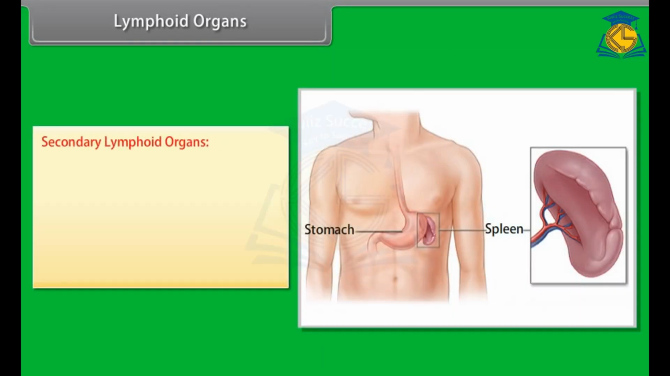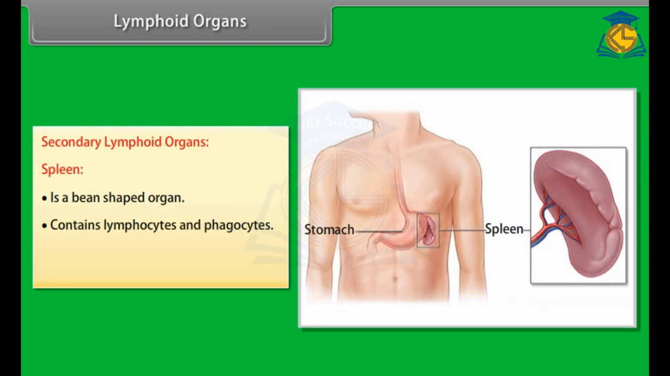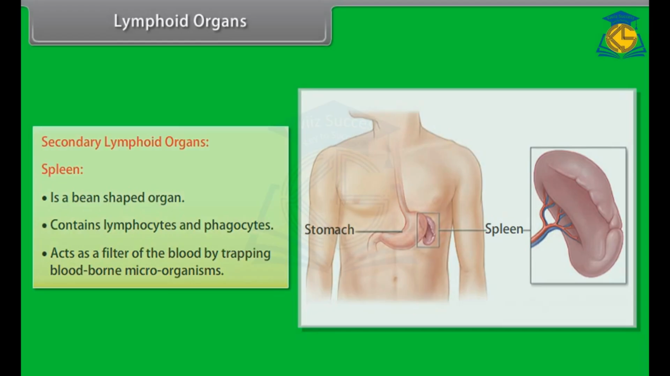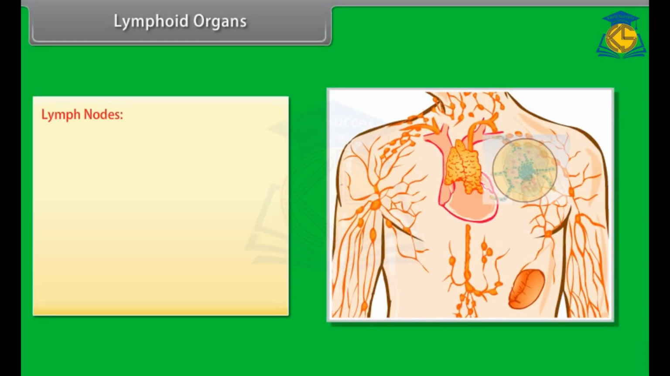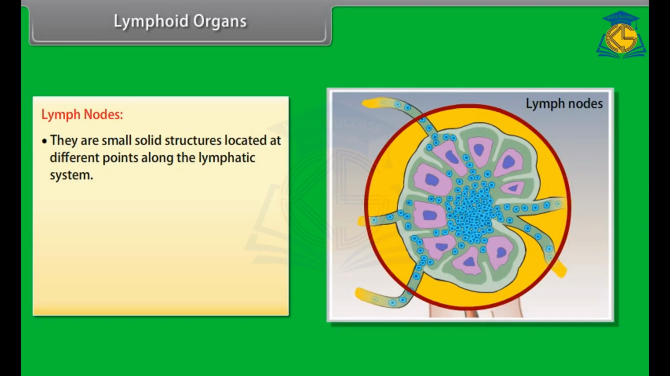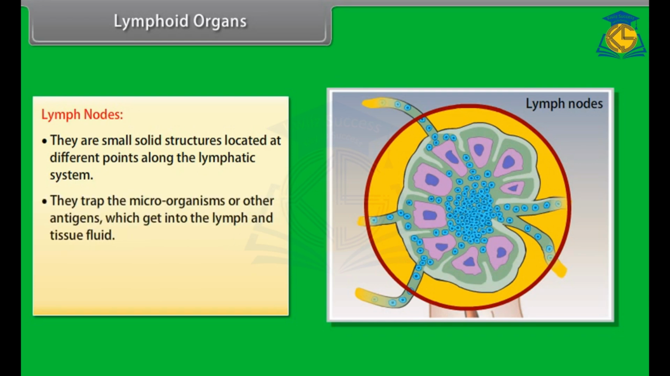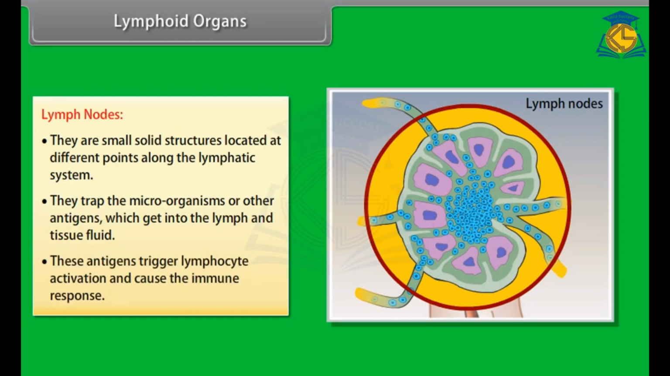Secondary lymphoid organs. Spleen is a bean-shaped organ. It contains lymphocytes and phagocytes, and acts as a filter of the blood by trapping blood-borne microorganisms. Lymph nodes are small solid structures located at different points along the lymphatic system. They trap the microorganisms or other antigens which get into the lymph and tissue fluid. These antigens trigger lymphocyte activation and cause the immune response.